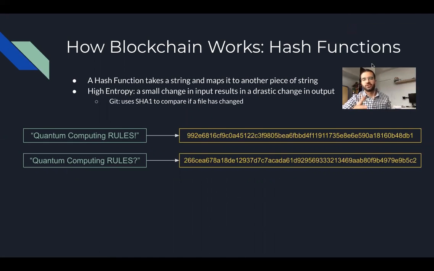So what is a hash function? It's basically a function that maps an input string to an output string, and it does it with a high entropy. What that means is that if you change the input string even a little bit, the output string will change a lot. And this is already getting used in Git, for example. They're using SHA-1 to compare if a file has changed instead of comparing them line by line. So it's very fast to compute.